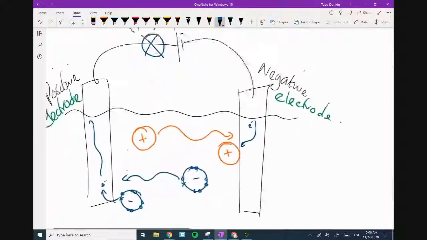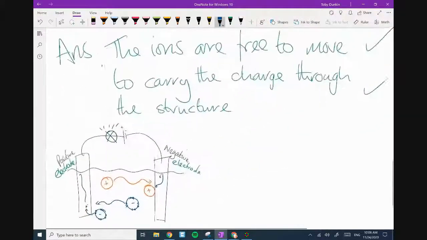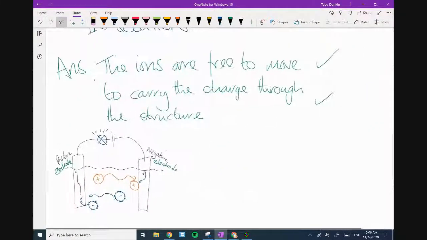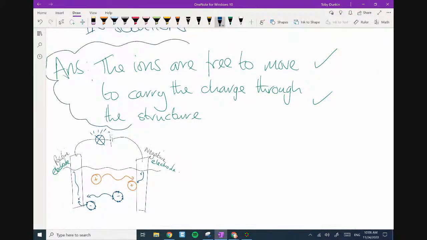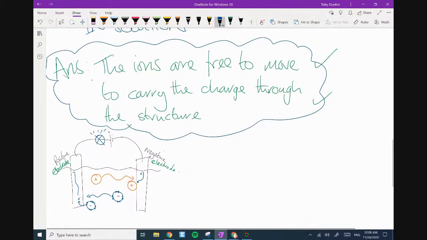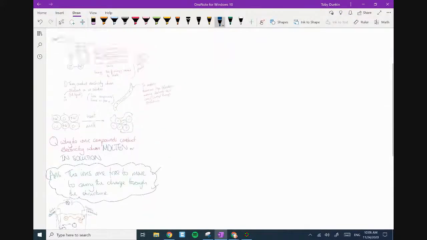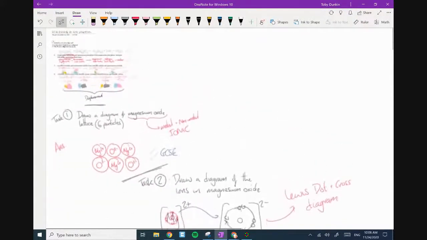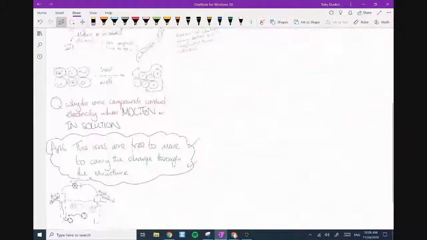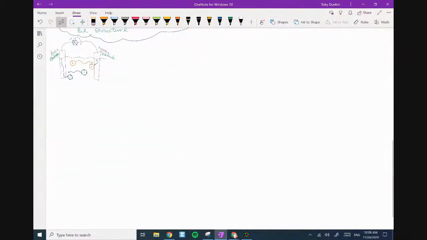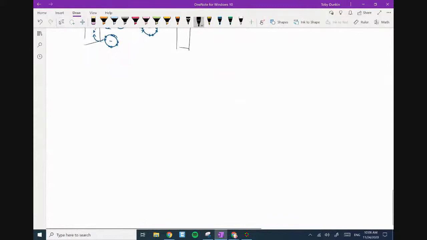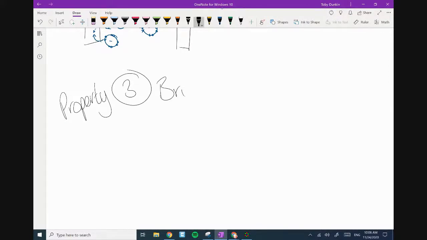So it's all to do with these ions being able to move. That there is so important. Put in a bubble, because they ask this a lot at GCSE. Okay, so we've now got a diagram that explains that one. Next one is they are brittle. So property number 3. Property number 3 is they are brittle.